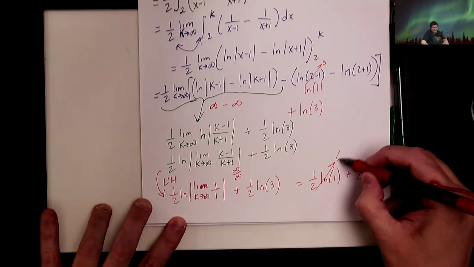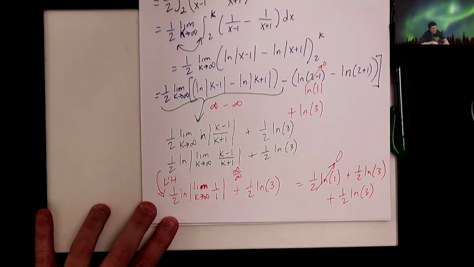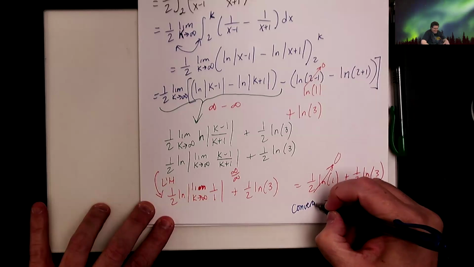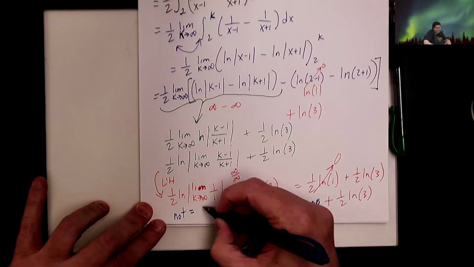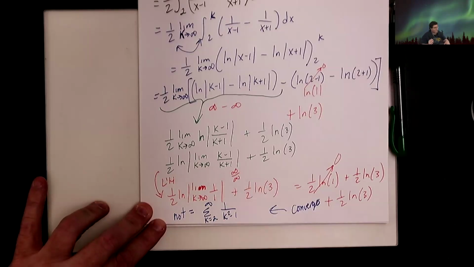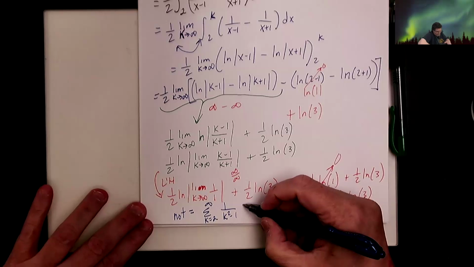Natural log of 1 is 0. So this does converge to a value. It converges. This is not equal to the sum from K equals 2 to infinity of 1 over K squared minus 1. Because remember, I like looking at it on the Desmos, the areas were different. The integral area does not match up with the summation area. It just shows that it converges.